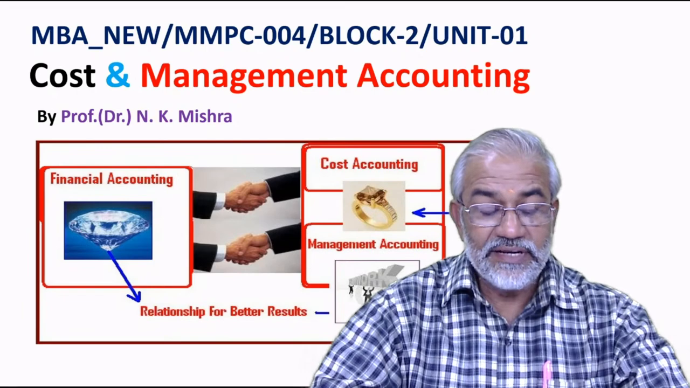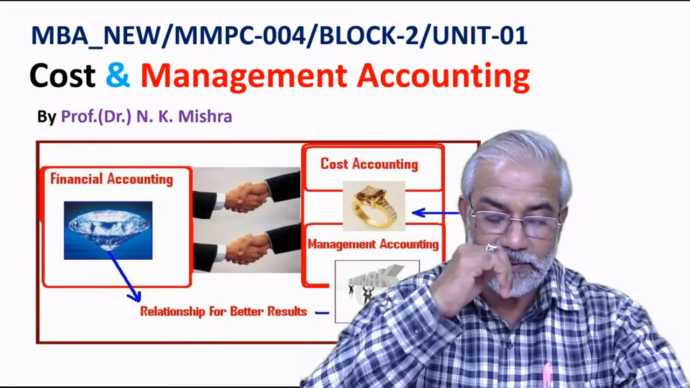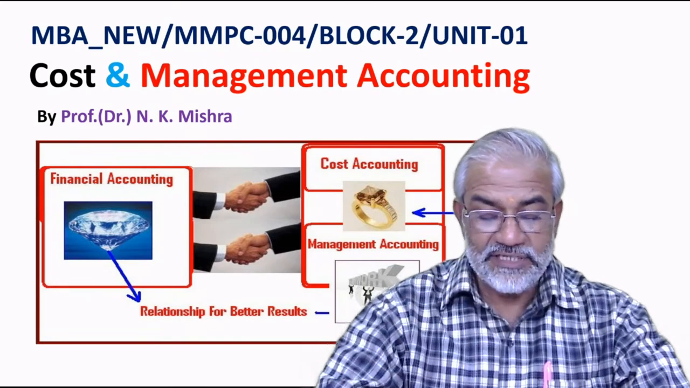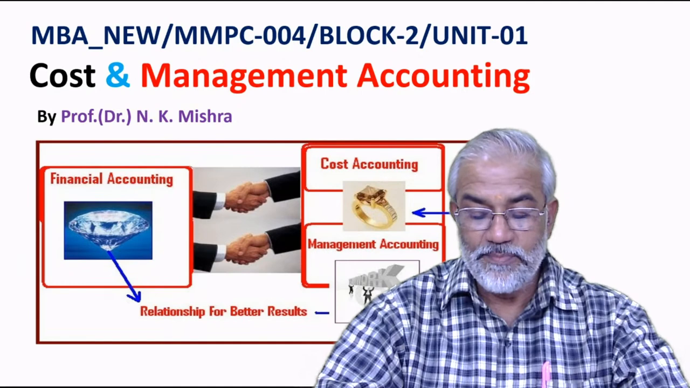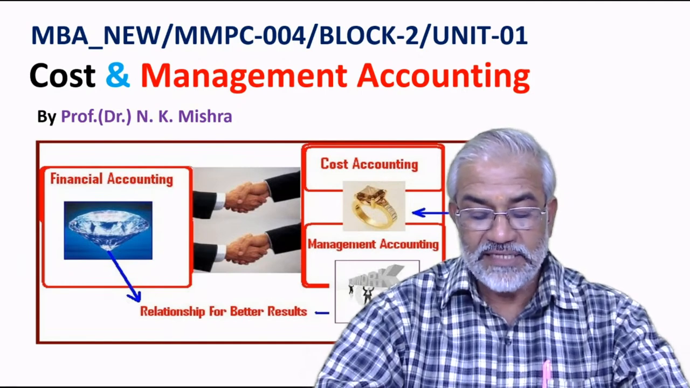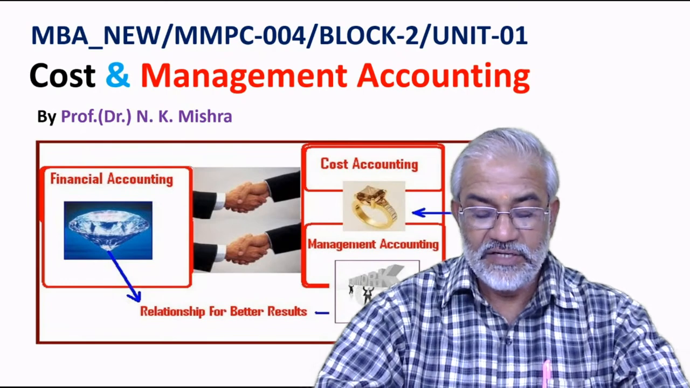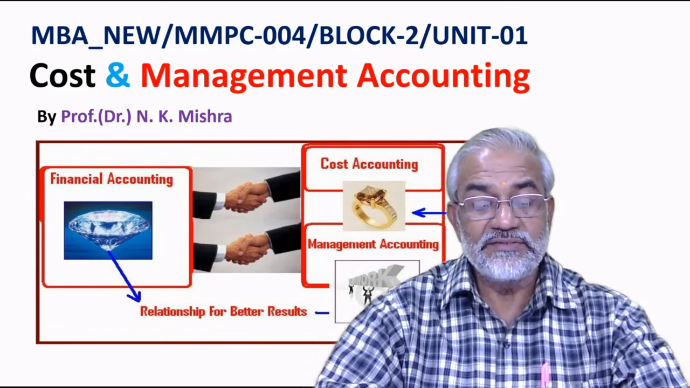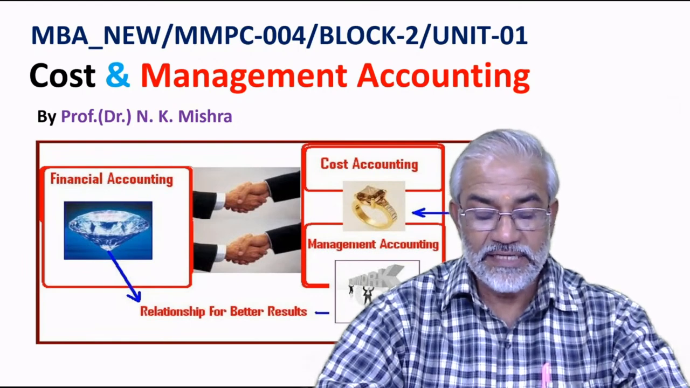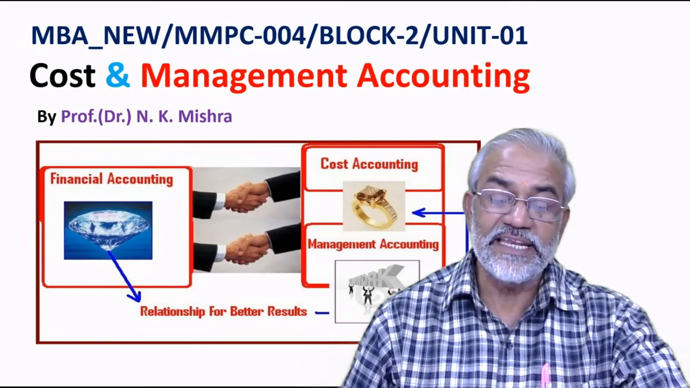There are certain key differences between absorption costing and marginal costing. Absorption costing is a challenging job to implement, whereas marginal costing is simple and comparatively easy to implement. The implementation of marginal costing is very easy, but the implementation of absorption costing appears to be very challenging.